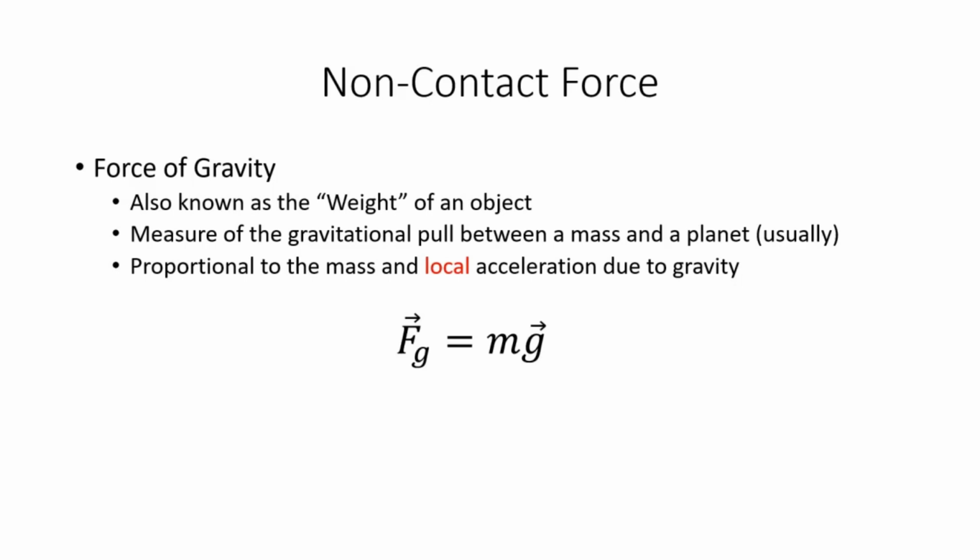But on other planets, the magnitudes are different. They're not the same as on Earth. So we use the local acceleration of gravity on the specific planet we're talking about. And in formula, this is just the force of gravity equals mass times gravity, the local acceleration due to gravity.